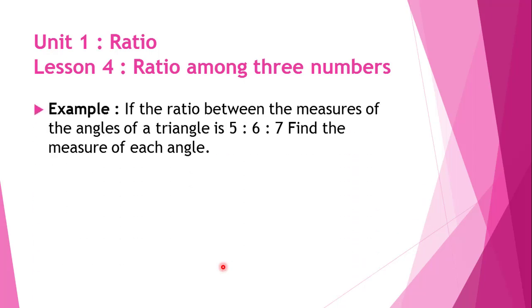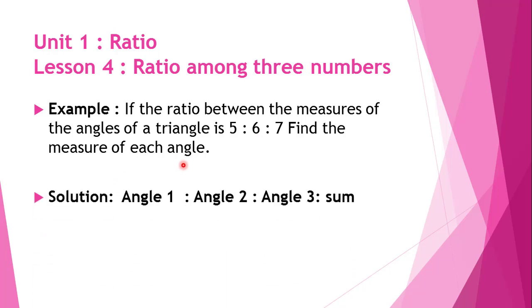Another example. The ratio between the measures of the angles of a triangle is 5 to 6 to 7. Find the measure of each angle. Okay. We studied before that the summation of the measure of angles of a triangle is 180. So here we have the ratio and the summation.